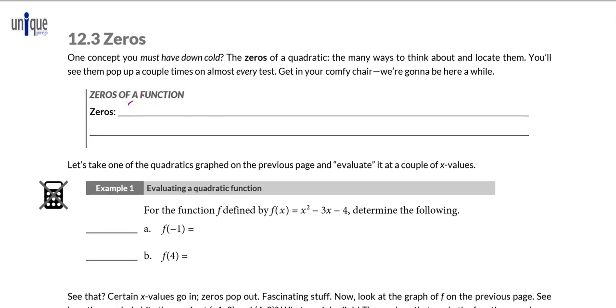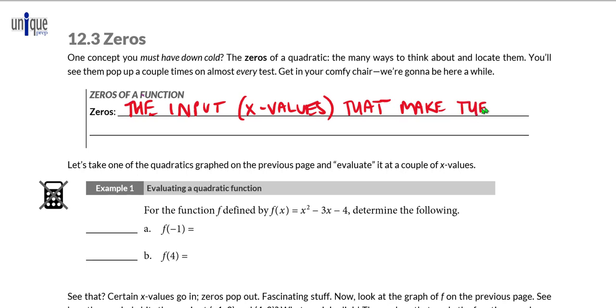The zeros of a function are going to be the input or x values that make the output, otherwise known as the y or f of x value, equal 0.